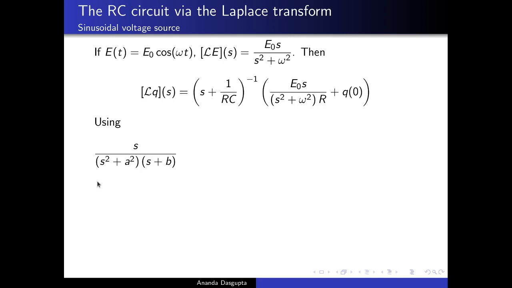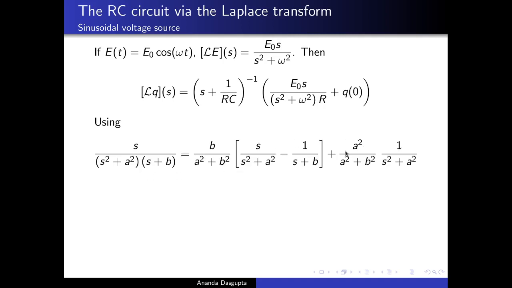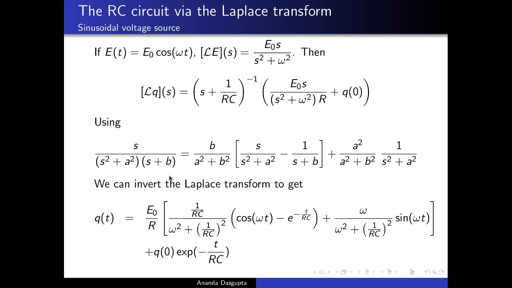And once again, we fall back on partial fractions. I'm pretty sure all of you have learned in class 12 how to figure out the partial fraction expansion of this. It turns out to be this particular quantity. So there's an s by s square plus a square term, there's a 1 by s plus b term, and there's a 1 by s square plus a square term. Of course, here a is nothing but omega and b is nothing but 1 by rc. So if you just use that, you can easily find out the answer.